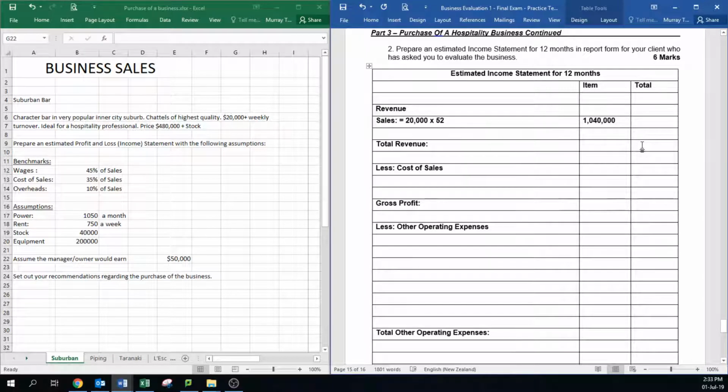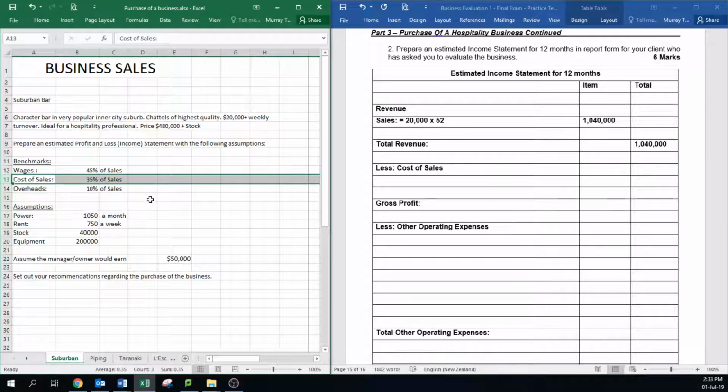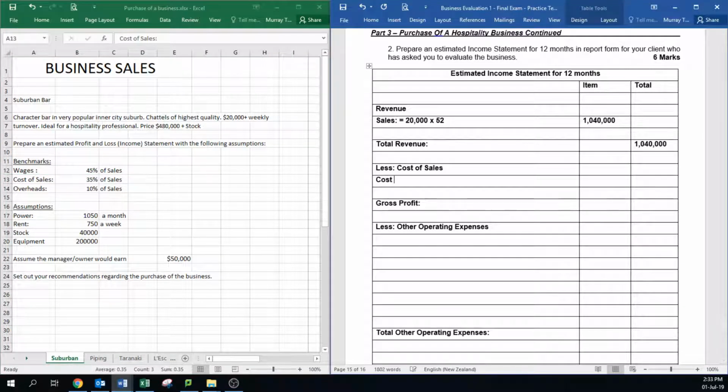Now you've got 2 columns there. Left-hand column is for the items. Right-hand column is for the totals. So total revenue is there. Now, because we've calculated the total sales for 1 year, that's 12 months, 52 weeks, we can now start using some of these percentages to calculate our figures. And the first one is cost of sales. So here's the calculation: our total sales times 0.35. So that is 35%. So 364,000 is the cost of sales.